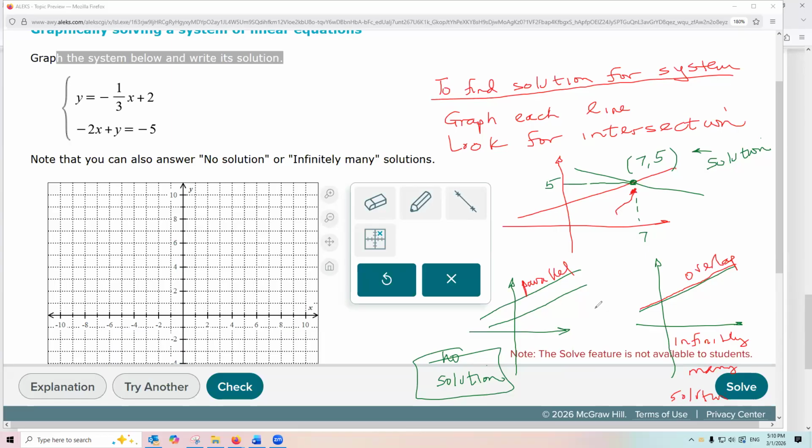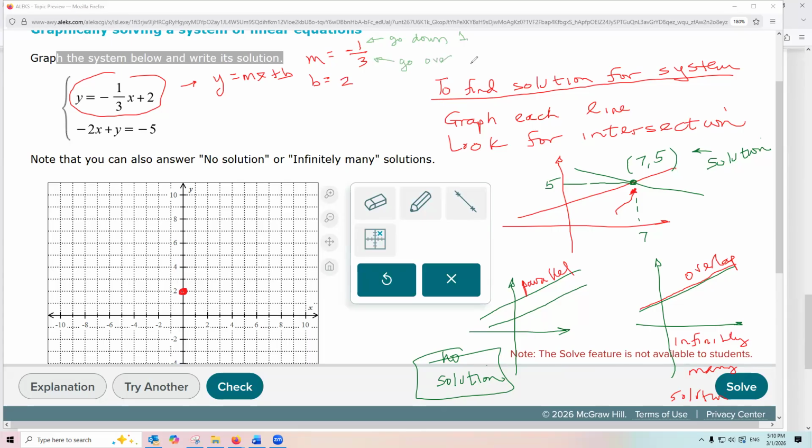Well, let's graph these and see what happens. For this first equation, I'm going to compare this to y equals mx plus b. If I do that, I'm seeing the slope is negative 1/3 and the y-intercept is 2. All right, I'm going to put a point at the y-intercept 2. Let me look at the slope. The slope is telling me go down 1 and go over to the right 3.